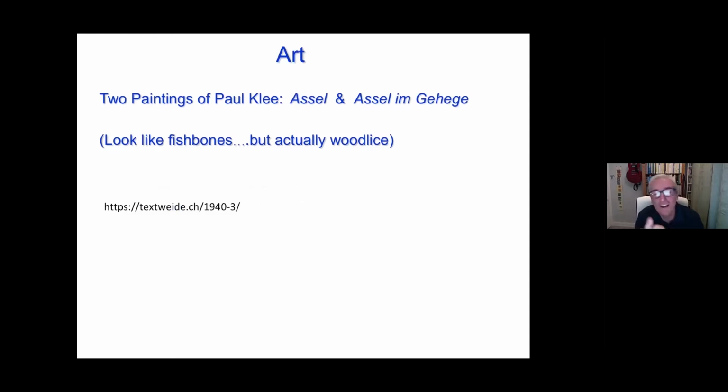And in art, I can't show you the picture, unfortunately, for copyright reasons, but if you're familiar with any of Paul Klee's work, so fine artist Paul Klee, Assel and Asselim Geheger are images of woodlice. They look like fish bones, and he does do some other fish related paintings, and they're like fish bones, but they are in actual fact woodlice. The name Assel, the German name, also you recognize the name Asellus, as in Asellus aquaticus, and Oniscus asellus in woodlouse scientific names. So they're definitely woodlice that he's referring to. And if you want to see these pictures, there's a link there which will send you to them.